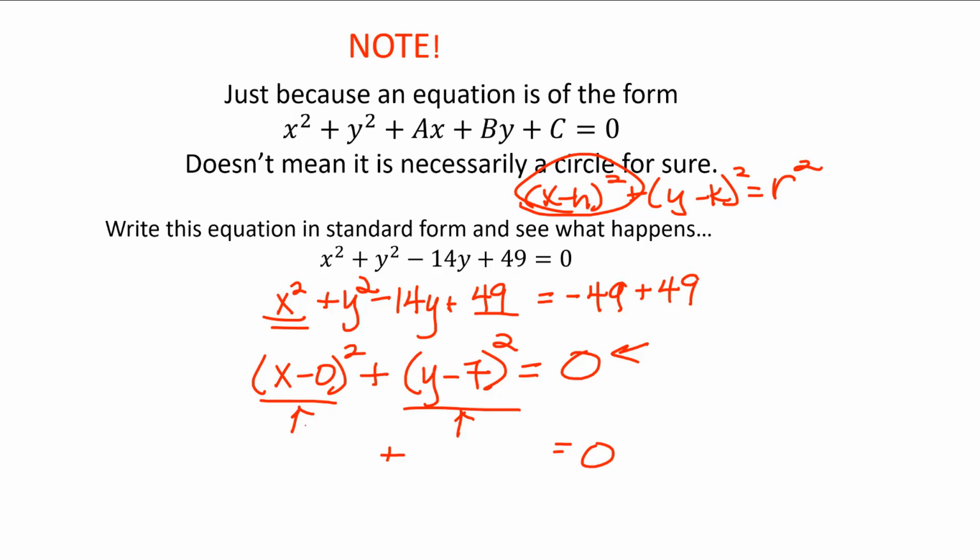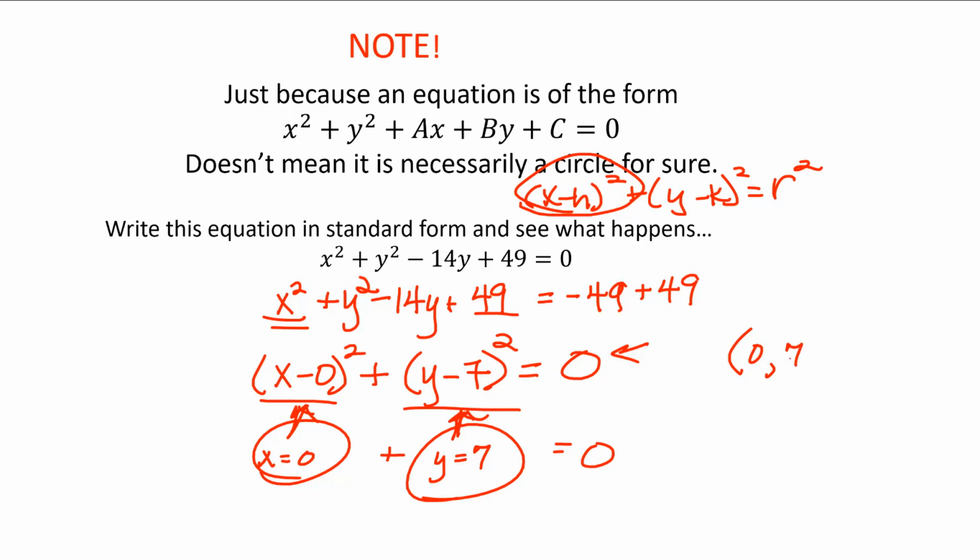So how can we make this thing equal to 0? Well, x would have to be 0 because 0 minus 0 would be 0. And how do I make this thing 0? Well, y would have to be 7 because 7 minus 7 is 0. So the only way to make this equation true is for x to be 0 and y to be 7. And so that is the point (0, 7). So if you ever have a standard form of the equation of a circle and you have a 0 on the right side, you know that you're talking about a point and not a circle.